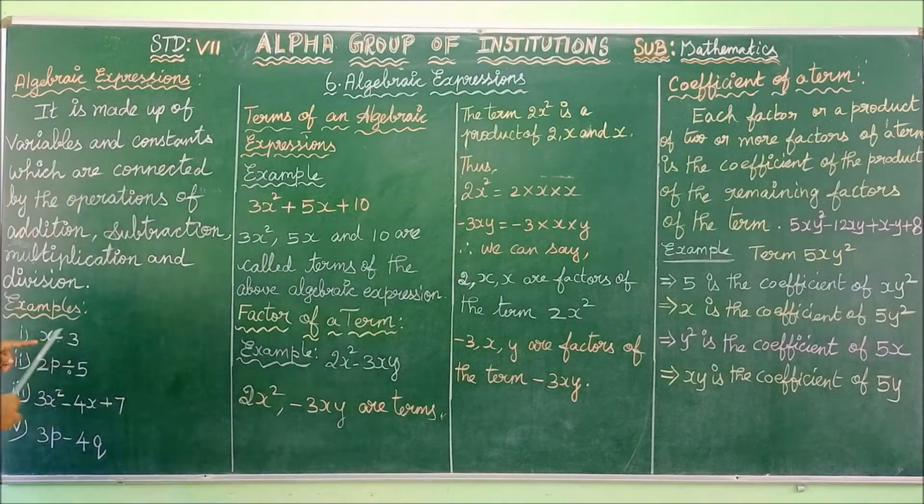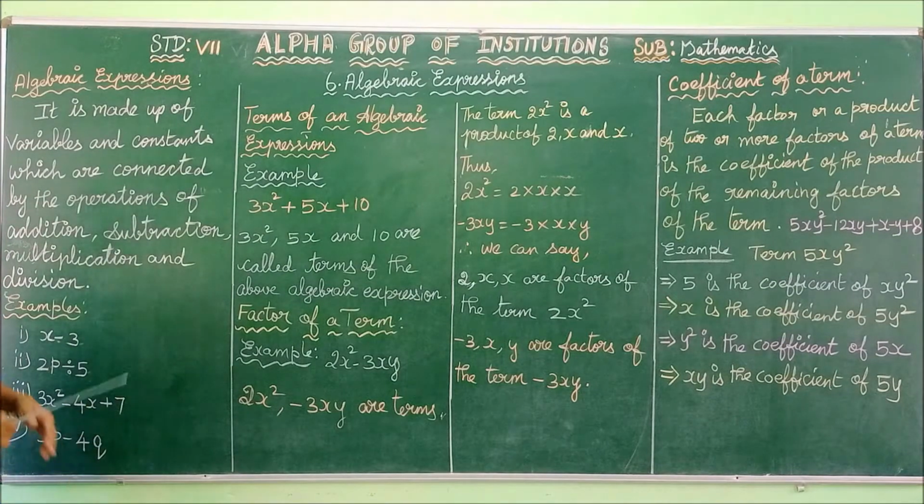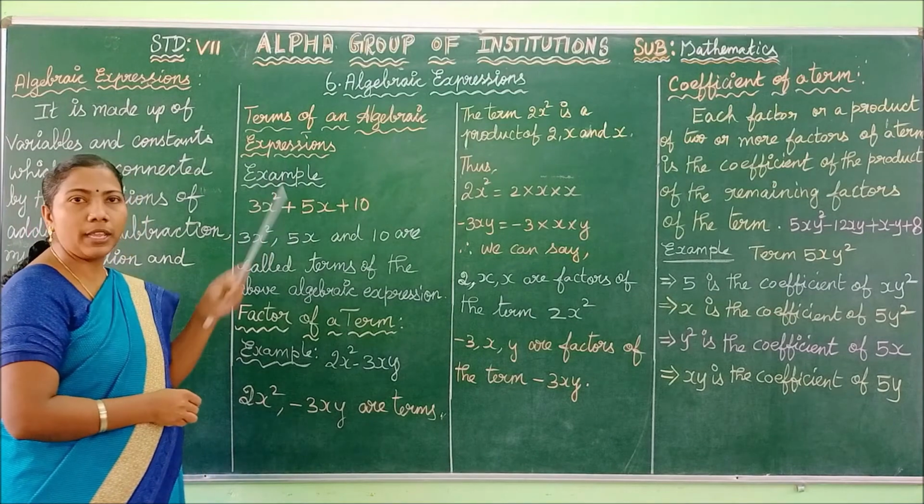See here, x minus 3. What are the terms? x and minus 3. While you are saying 3, you have to include the symbol minus also. And here, what are the terms? 2p, 5. Here, what are the terms? 3x square, minus 4x, 7. Here, what are the terms? 3p, minus 4q. Have you understood, children? Terms of an algebraic expression.